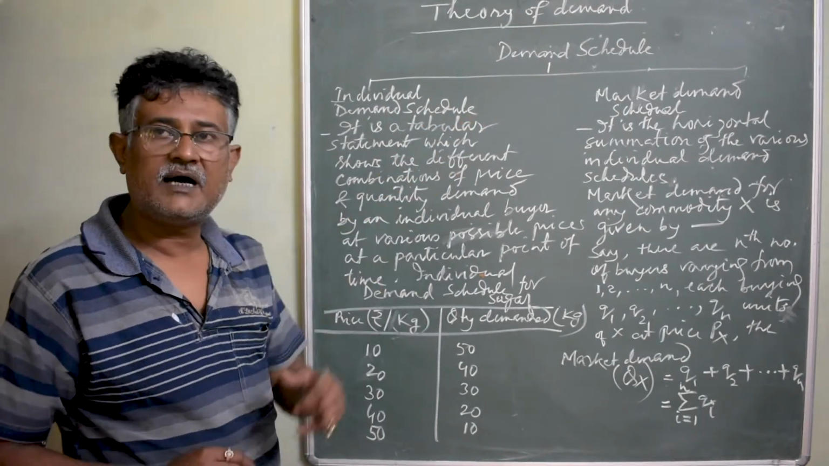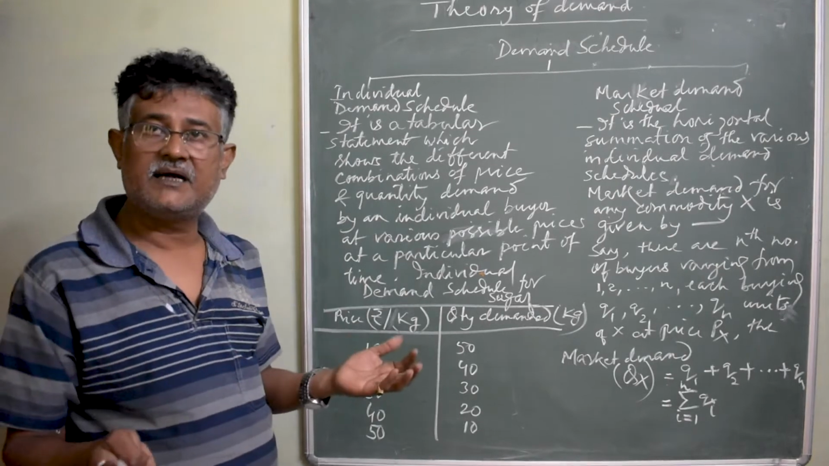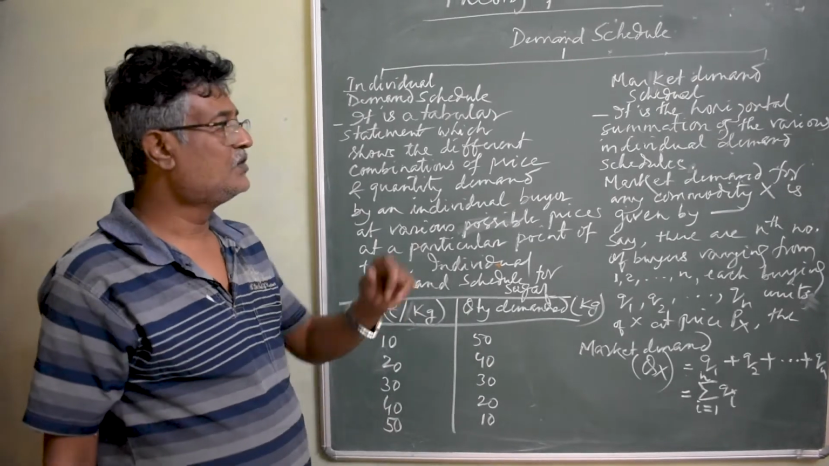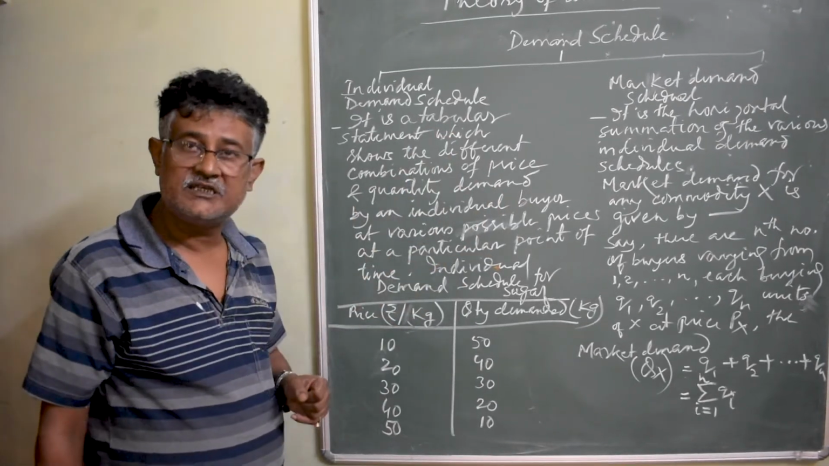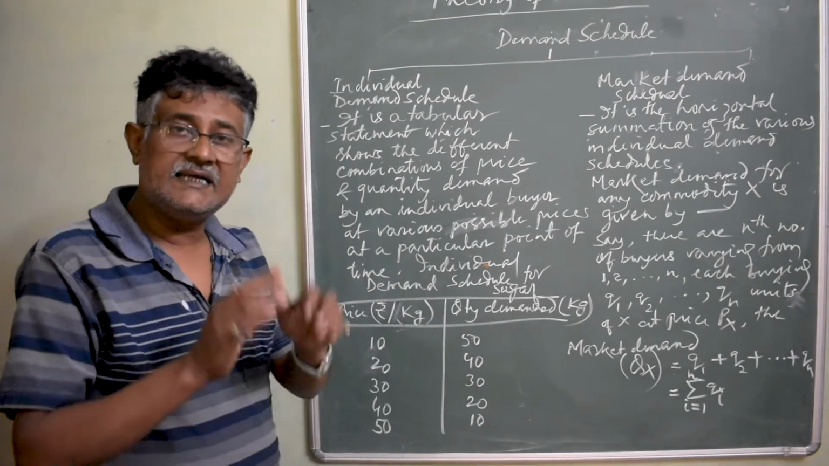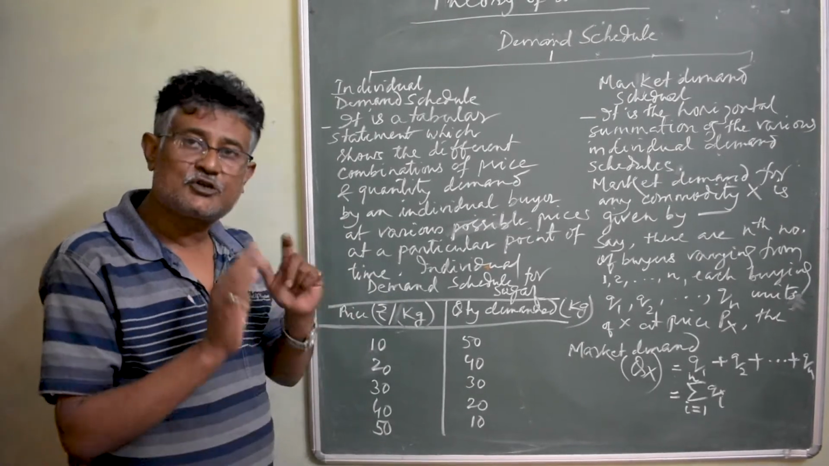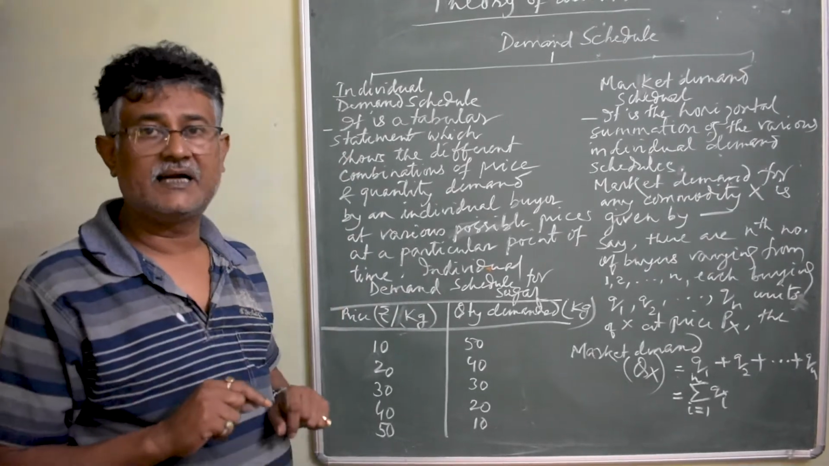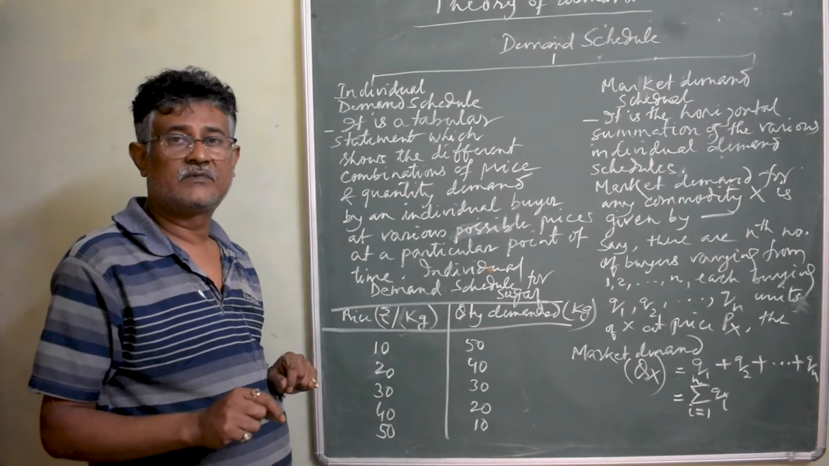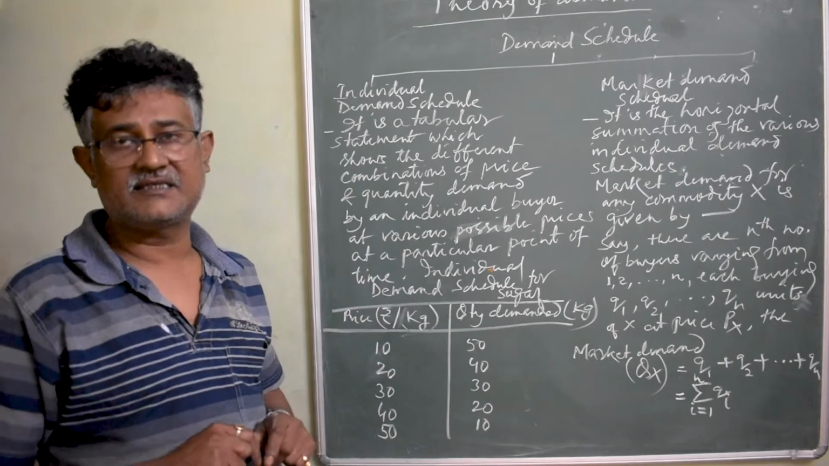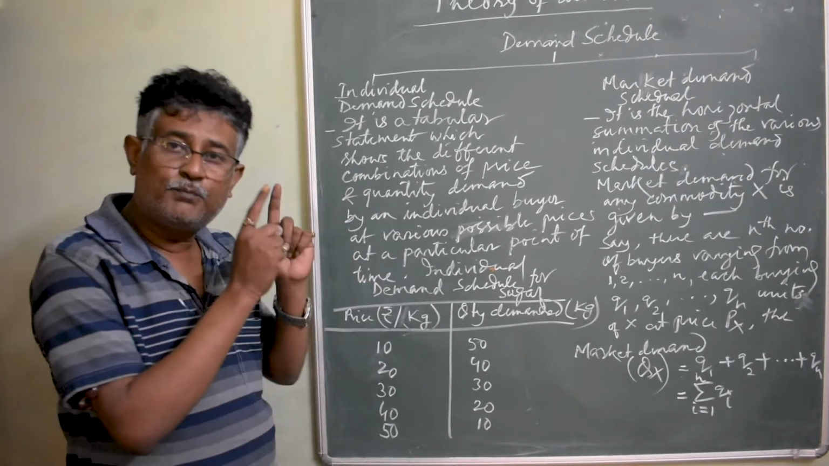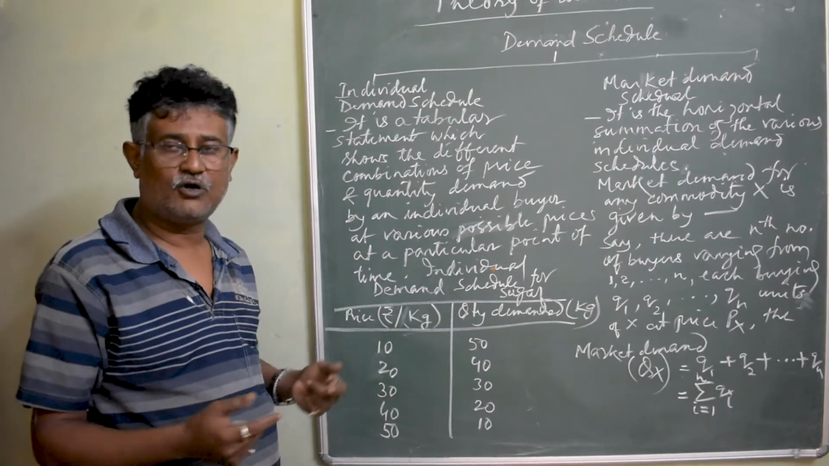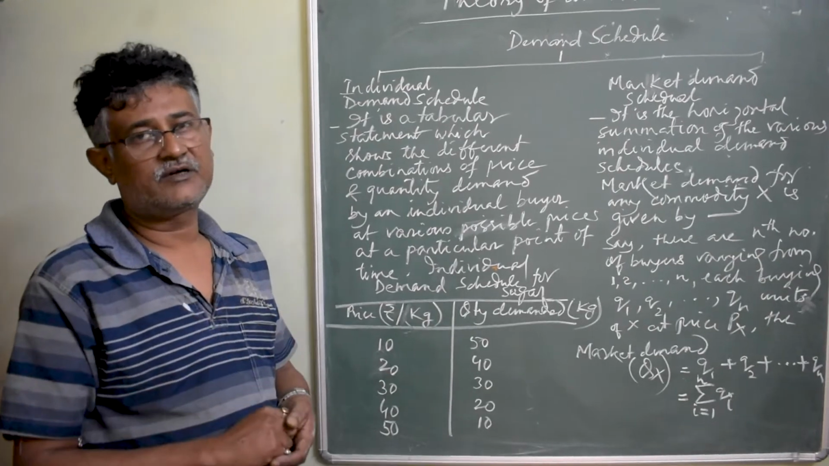Now we are coming to market demand schedule. What is market demand schedule? Market demand schedule is the horizontal summation of the various individual demand schedules. That means it is a tabular statement which shows the different combinations of the price and quantity demanded. By whom? By all the individual buyers in the market who plan or wish to buy a commodity at various possible prices at a particular point of time.